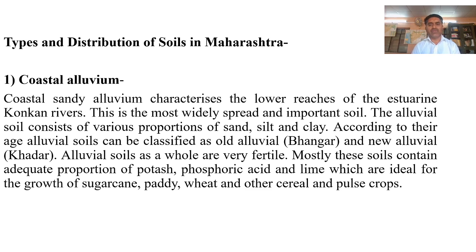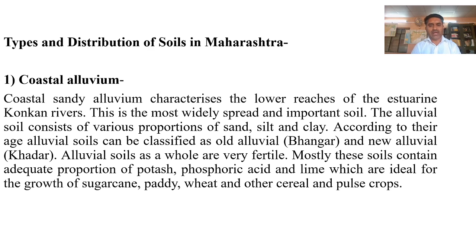As you know that most of the west flowing rivers bring material with them, and this carried or transported material gets deposited in the coastal part and the alluvial soils are formed. The alluvial soil consists of various proportions of sand, silt and clay. The material brought by the water or by the river that is deposited varies, and that includes sand, silt and clay. According to their age, alluvial soils can be classified as old alluvial, that is called bhangar, and the new alluvial, that is called khadar.